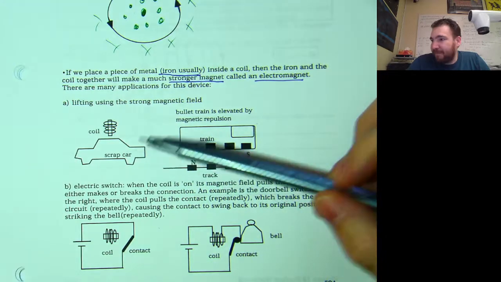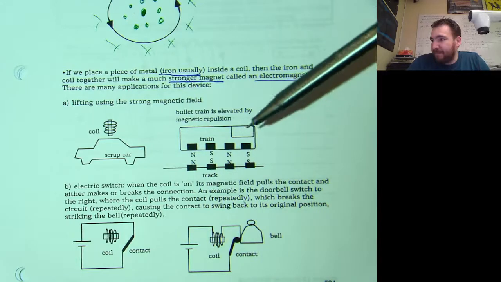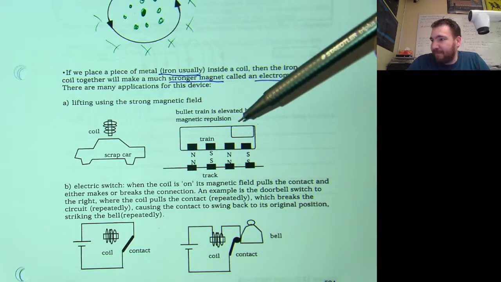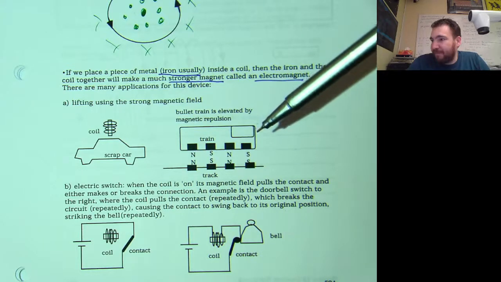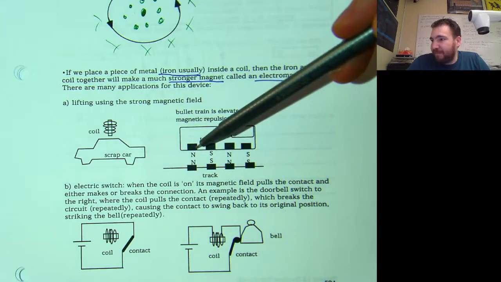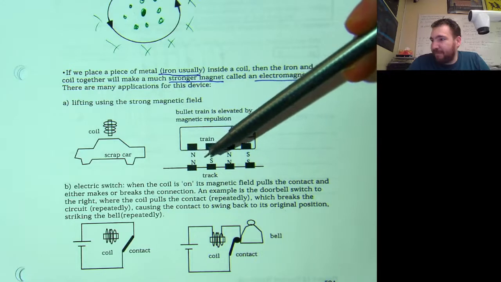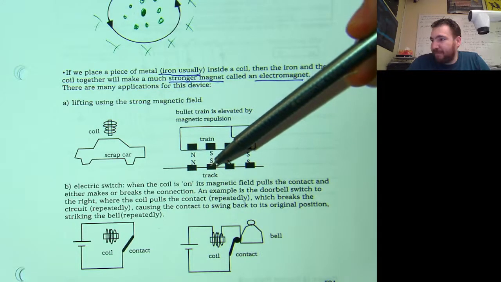We've seen these before. Another example of this is the bullet train technology. Bullet train technology is fantastic because there's no friction between the track and the rail. They just use alternating magnets, turning them off and on really, really quickly.